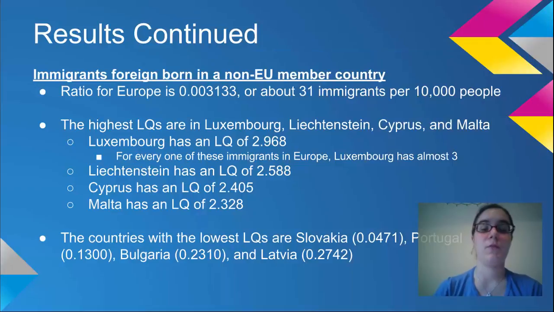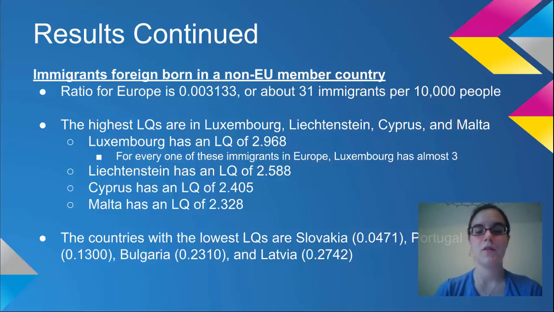Immigrants that were foreign-born in a non-EU member country, they had a ratio for Europe of 0.003133, or about 31 immigrants per 10,000 people. The highest LQs are in Luxembourg, Liechtenstein, Cyprus, and Malta.